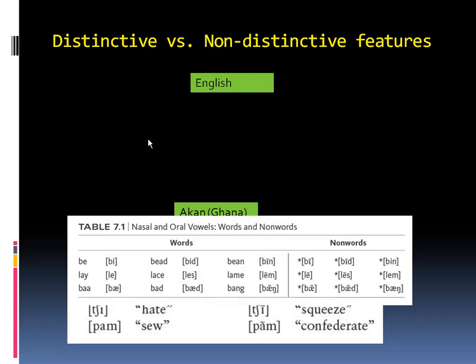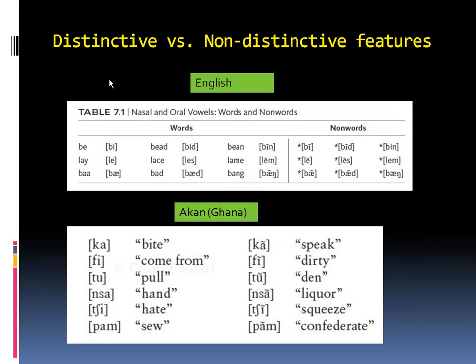Okay, let's look at some distinctive feature versus non-distinctive features. Let's look at English. We talked about the nasal and oral. Unlike in consonants, in vowels, the nasalization is a predictable feature, and oral vowels and nasal vowels are in complementary distribution. So it's not a distinctive feature in English. But in Akan, a language spoken in Ghana, when you say ka, it means to bite. But if you say nasalized ka, it means speak. So it's hugely important to make this distinction.